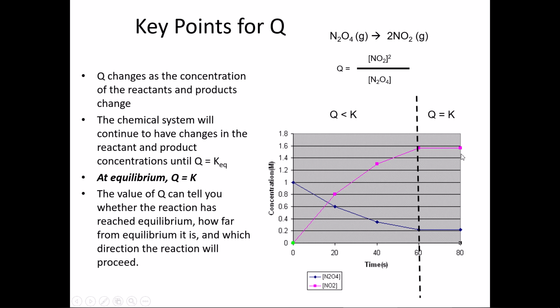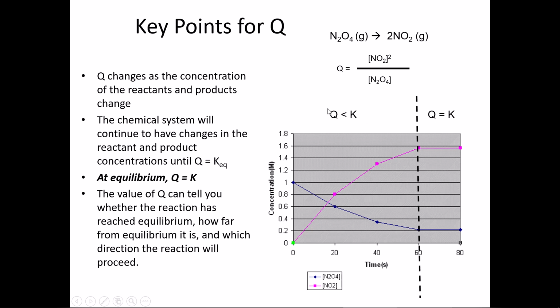At this point, our reaction is at equilibrium, so we see the concentration of products level off and be constant, and the concentration of reactants becomes constant, because now we're at equilibrium. And our reaction will stay at equilibrium until something else happens to make it change. So at this point, Q is equal to K.